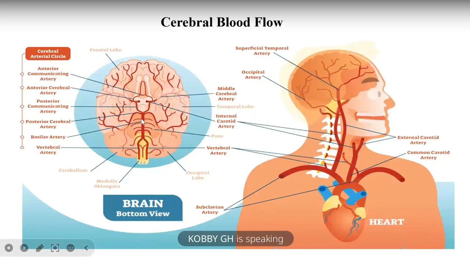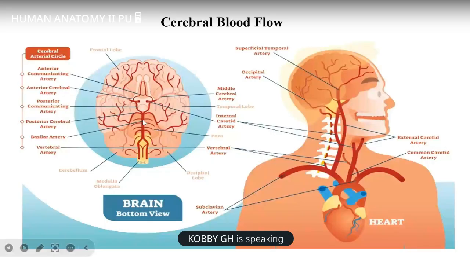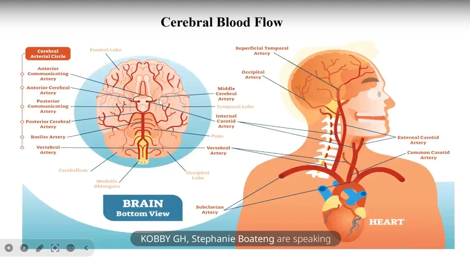They will join together and become one. Then we have this artery too. We call it the internal carotid artery. That one too is two. So we have the left internal carotid artery, the right one, and we have the left one too here.